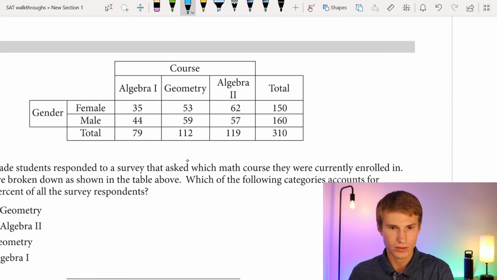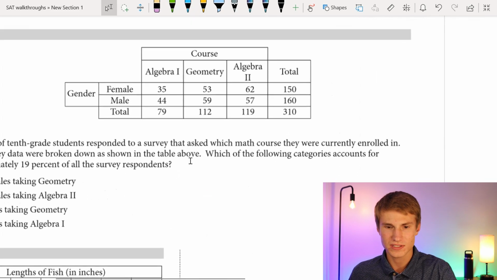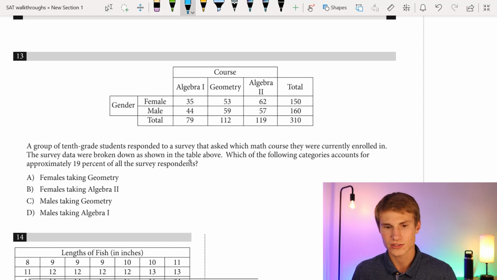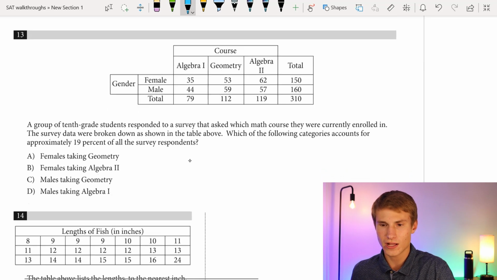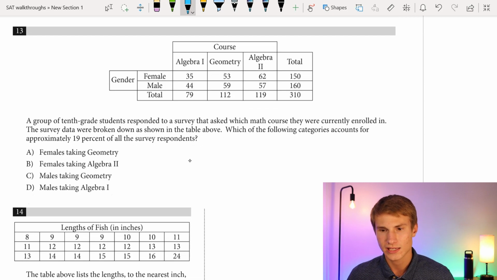All right, moving on to number 13. So we've got a big old table here. A group of 7th grade students responded to a survey that asked which math course they were currently enrolled in. The survey data was broken down in the table above. Which of the following categories accounts for approximately 19% of all the survey respondents? Keep in mind all the survey respondents is going to be that 310.